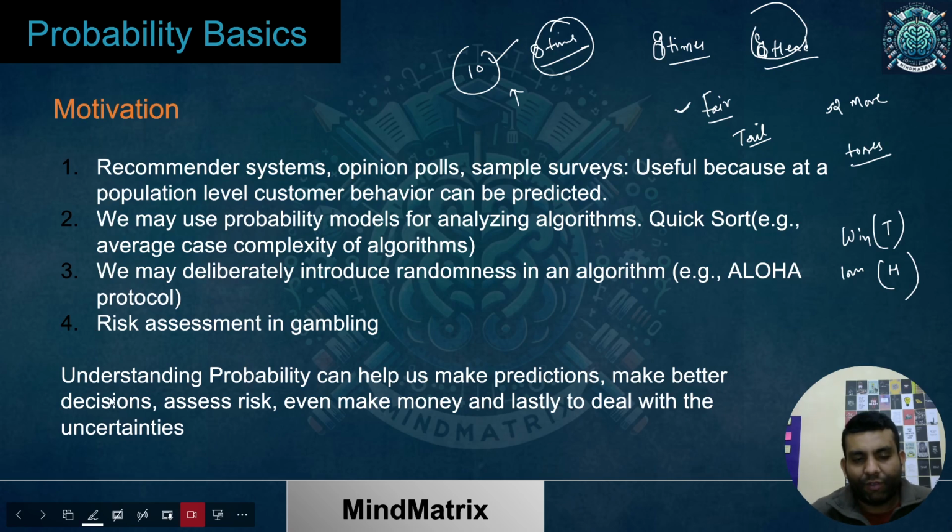If I talk more about it, understanding probability can help us make predictions, make better decisions, assess the risk, calculated risk. It can even help us make money, be it in the share market or any investment market, for example real estate. If you have good knowledge that the market is crashing or going up, and what the chances are, you can always make more money. And lastly, to deal with uncertainties, the things you're not sure about, that this may happen, that may happen. I hope the idea is clear.